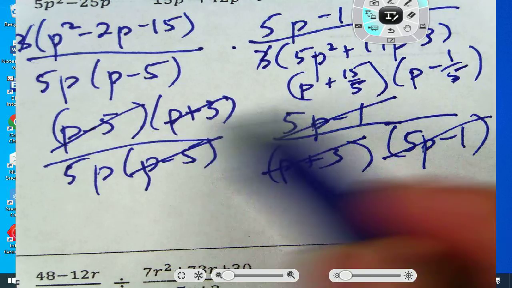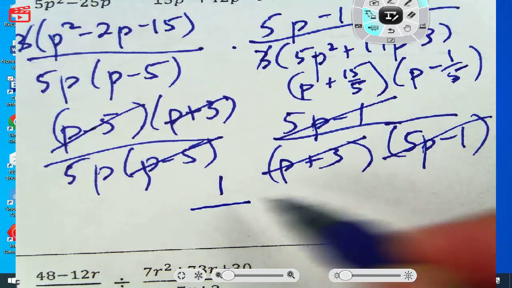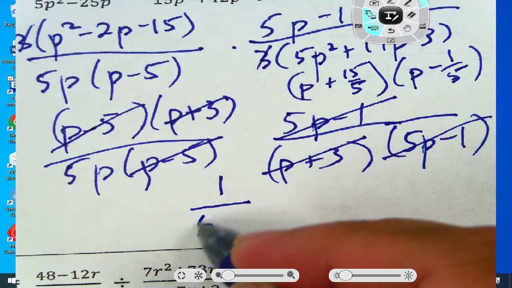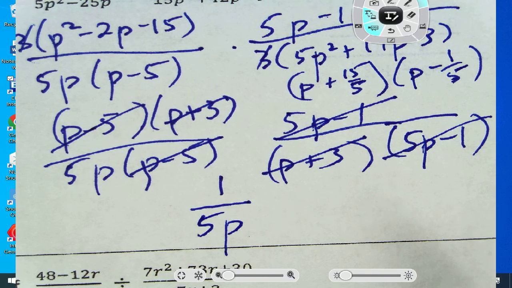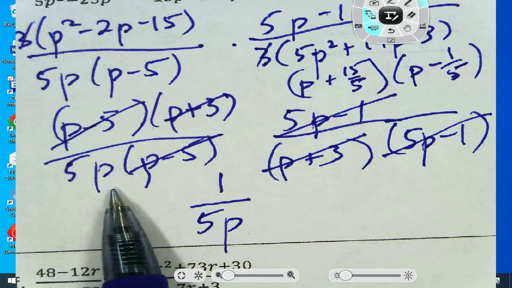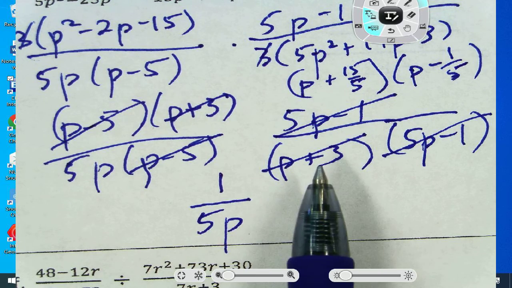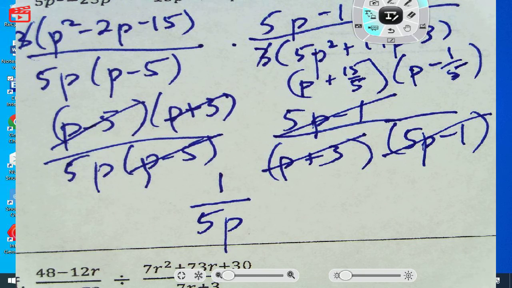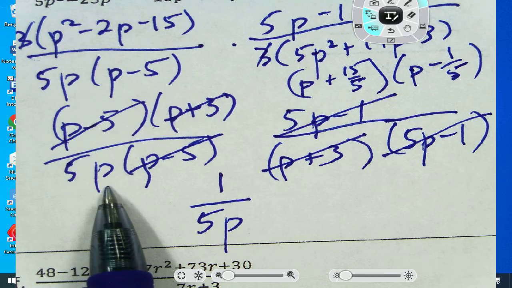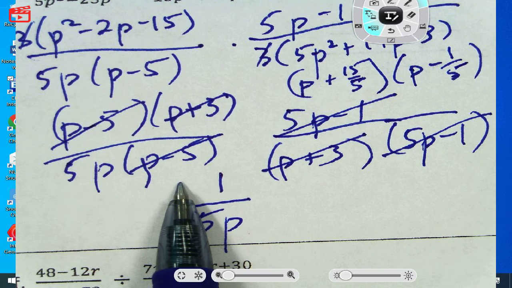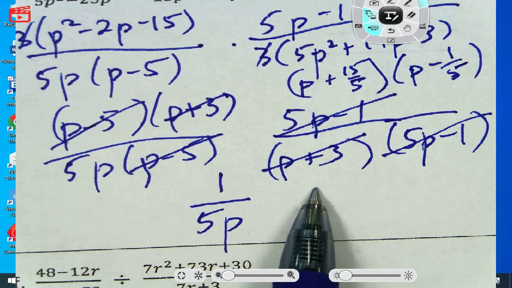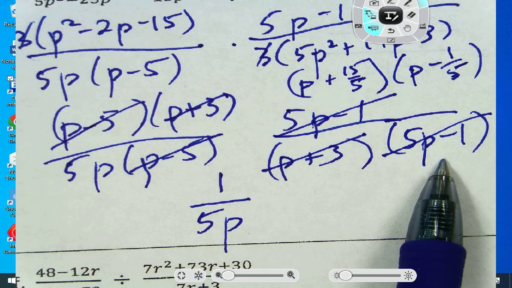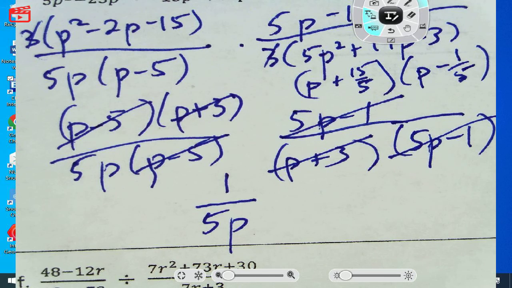When there's nothing left in the numerator, it's 1. And what's left in the denominator is 5p. Exactly. That's the answer. And then what's the excluded value? Excluded values are 0, 5, negative 3, and 1/5. 0 for the p, 5 for p minus 5, negative 3 for p plus 3, and 1/5 for 5p minus 1. Right, Lincoln? Right.